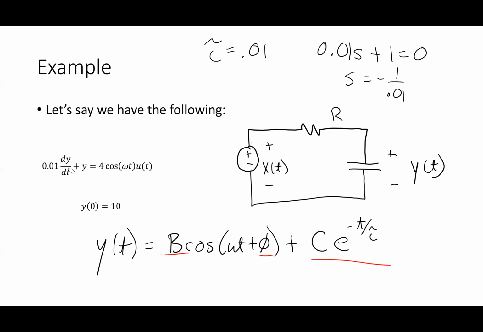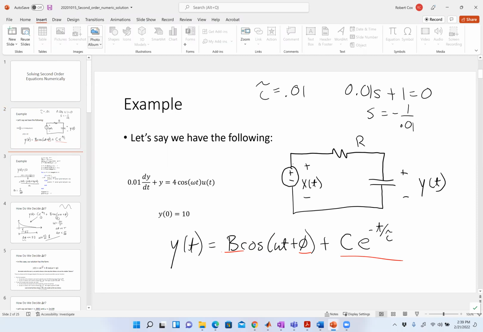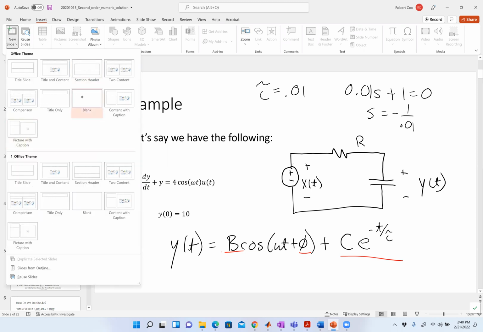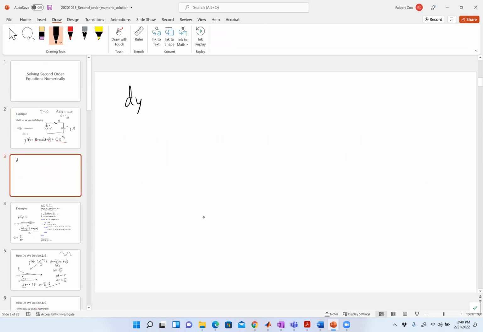Is it the slope part of the derivative? Yeah, I go back to the derivative definition, right? So I'm going to insert a blank here. If I take dy by dt, what's the definition of the derivative? Newton defined a derivative. What's the definition of a derivative? It's a slope at a point, right? So how do I write that?